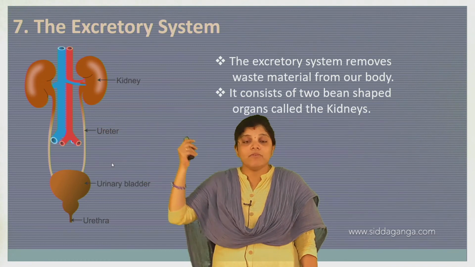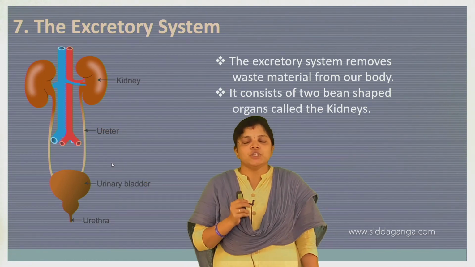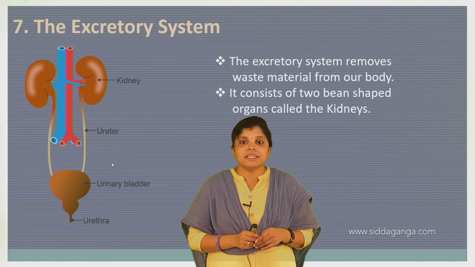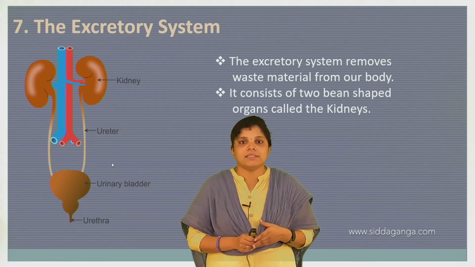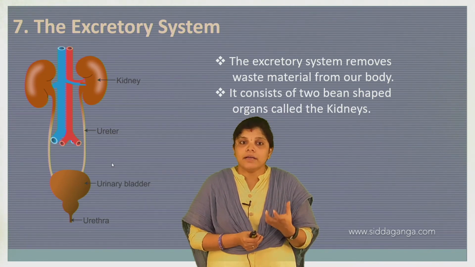How many kidneys do we have? We have two kidneys. See, these kidneys are bean-shaped. So what shape are the kidneys? Bean shape. See, these kidneys help to remove waste materials. And see, our skin is also one of the excretory organs.